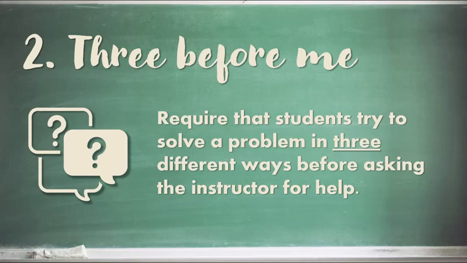The 3 before me rule is an excellent way to make your English language learners, particularly LEPs, aware of the resources available to them beyond the instructor. This rule can help teach students to be self-reliant and resourceful by encouraging them to find answers or solutions on their own.